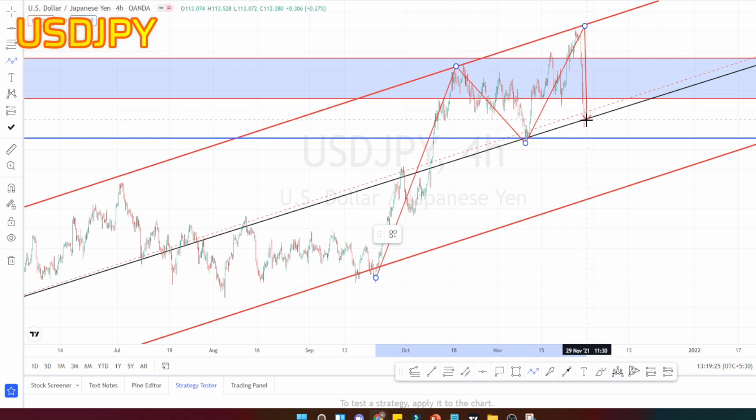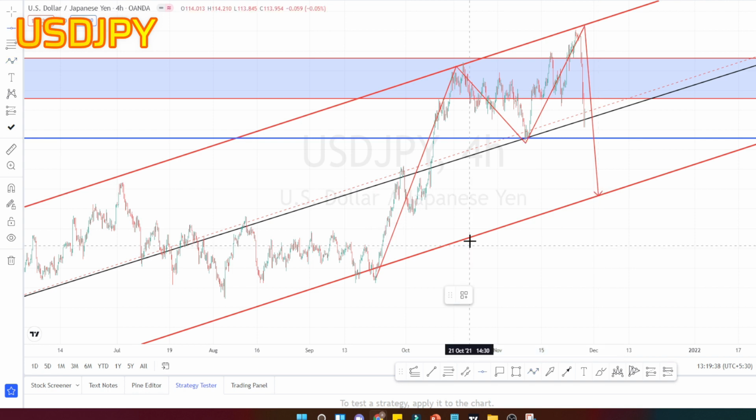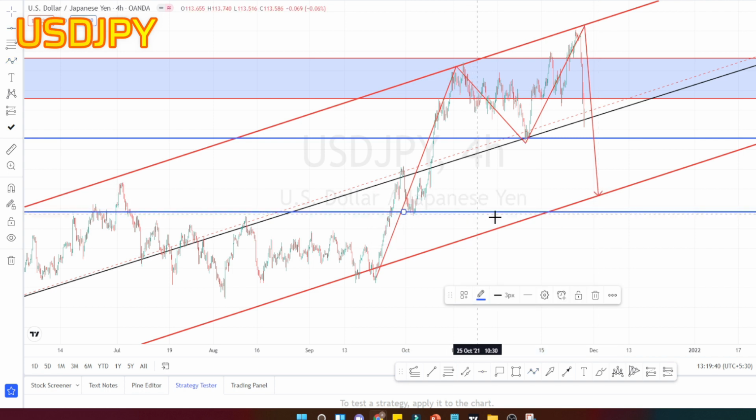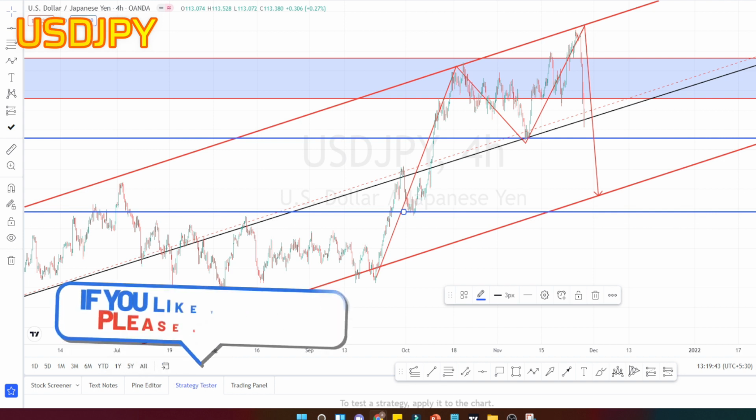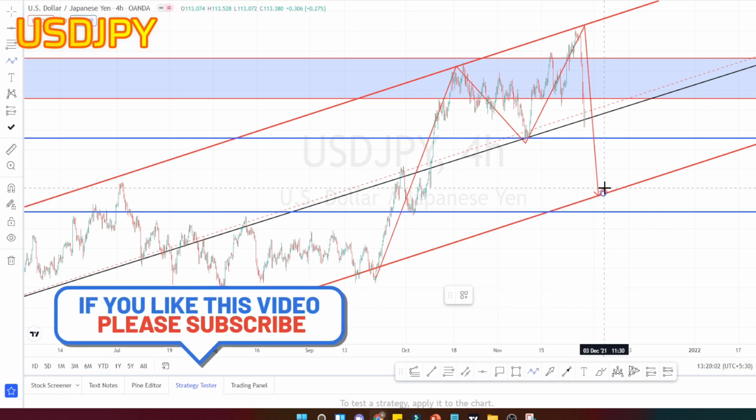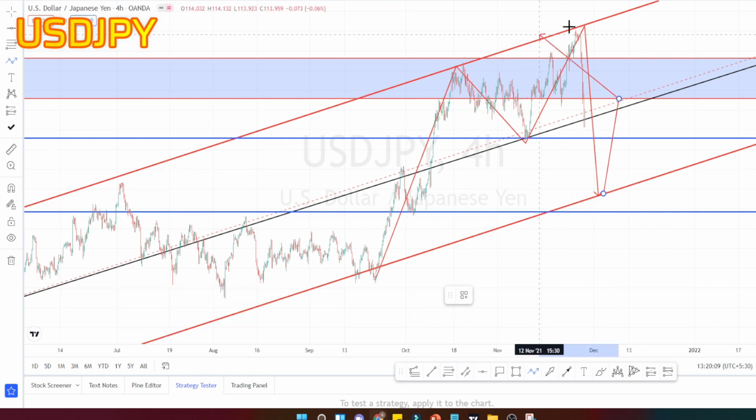If it manages to break this neck level, which is around 112.796, we can expect a further fall and test this support level of the channel, and here we have the support level also which is around 110.924. From here we can expect the market to continue its bullish trend. So as long as it is moving within this channel pattern, we can expect the bullish trend to continue.